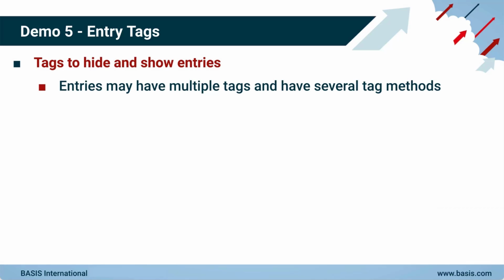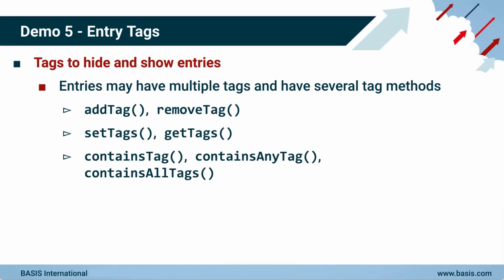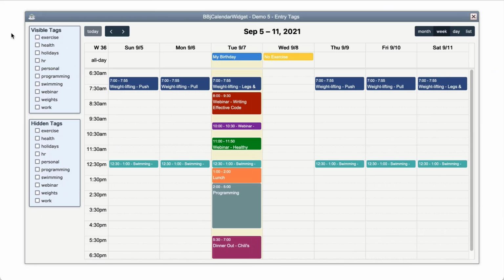The calendar entry object has several methods to facilitate tag management, such as adding and removing tags, setting and getting tags, and methods to see if an entry contains a particular tag, one out of several, or contains all of the queried tags. To illustrate how we can use tags, the demo dynamically hides or shows entries when the user checks or unchecks a checkbox for the tag in the top Visible Tags or the bottom Hidden Tags section.